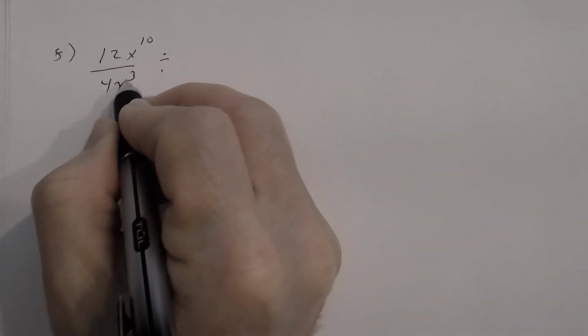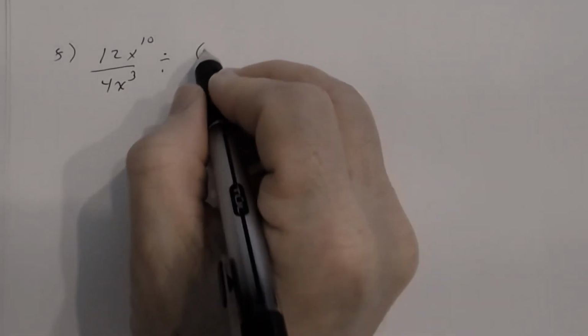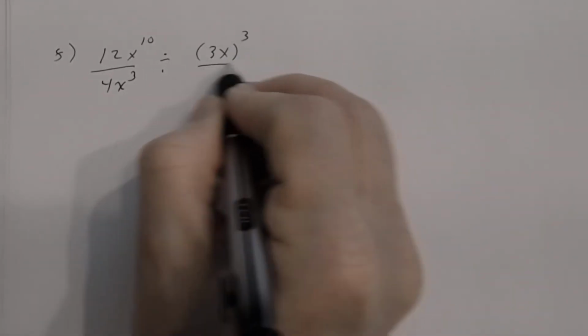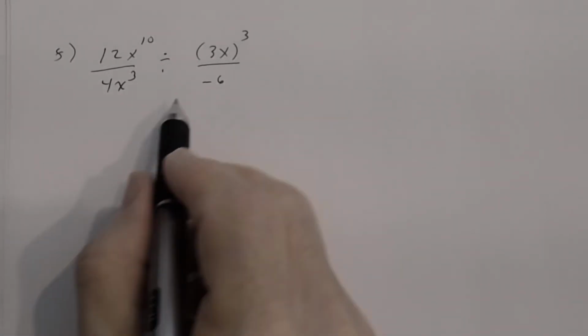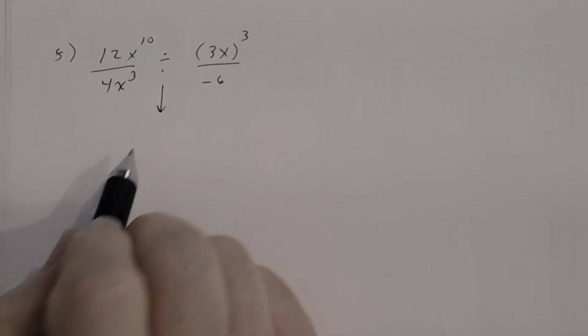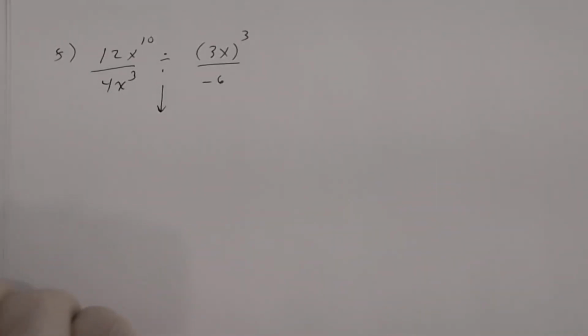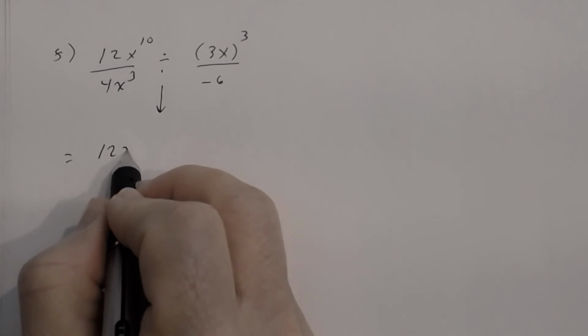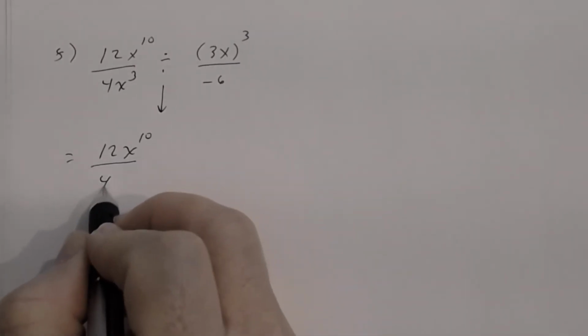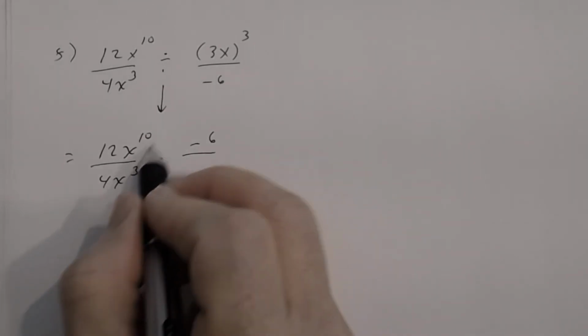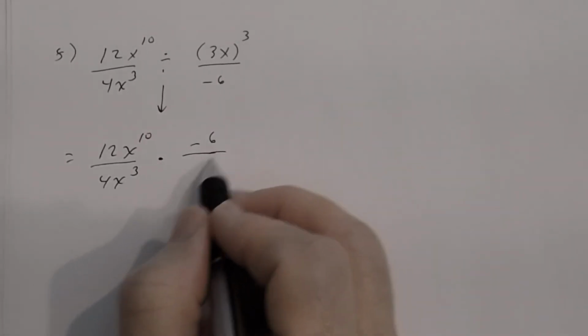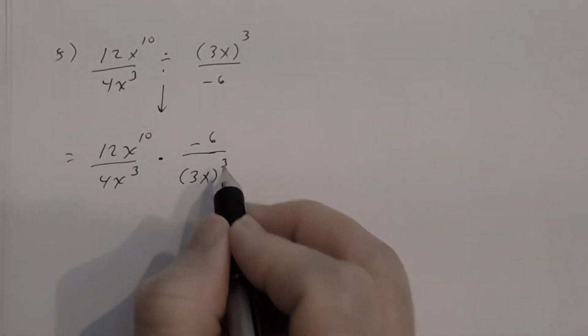So we have this rational expression being divided by this one. All right, and that's negative 6 in the denominator. All right, so we have this rational expression. Okay, so the first thing we're going to do is change this to multiplication. Once you change to multiplication, everything is what you've done before. So this becomes 12x to the 10th divided by 4x cubed times negative 6, remember multiplied by the reciprocal, negative 6 times 3x to the 3rd power.